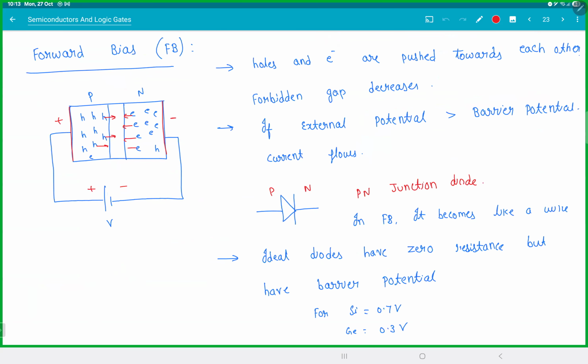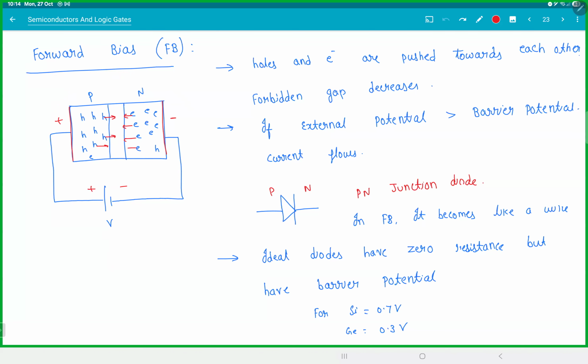Now, the interesting part starts from here. The forward bias. Now, how to use this? So if you take a battery, so this is our PN junction here. If you connect the battery's positive terminal to p-type, negative terminal to n-type, what will happen? The positive terminal will push the holes to the right. The negative terminal will repel the electrons to the left. So the holes and electrons are pushed towards each other. And because of that, the forbidden gap decreases.